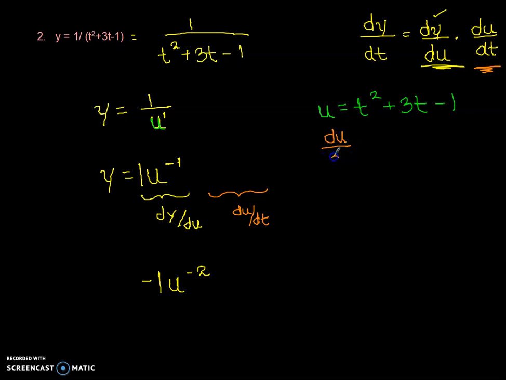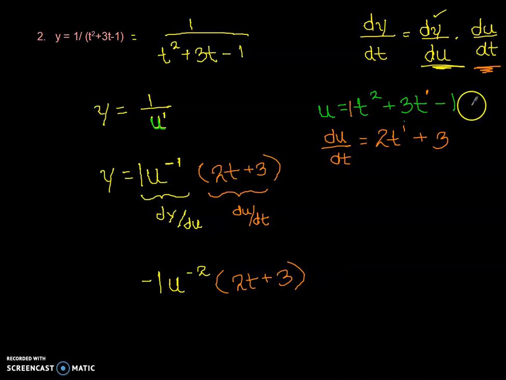The derivative of u with respect to t, using the power rule, I'm going to derive the u. This would give me 2t to the first power plus, again, the power for 3t is 1. 1 times 3 is 3, and I take 1 away from the power to give me t to the 0, which I don't need to write down, and the derivative of any constant is 0. So du over dt is just 2t plus 3. I'm going to put that in parentheses, 2t plus 3.